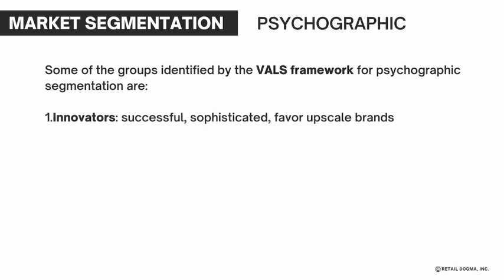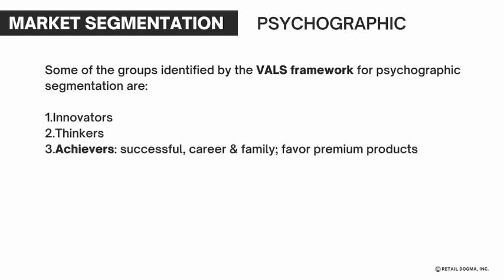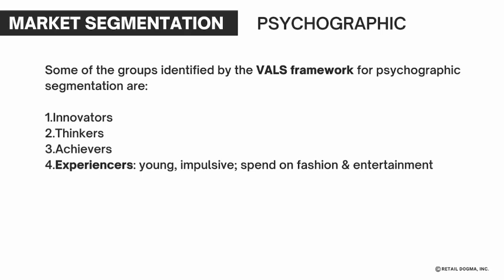These tend to be successful, sophisticated people with a high self-esteem. They favor upscale brands. Thinkers are mature, satisfied people who are motivated by ideals. They favor durability, functionality, and value in products. Achievers, successful, goal-oriented people with a focus on career and family. They favor premium products. Experiencers, young, impulsive people who spend a lot on fashion and entertainment.